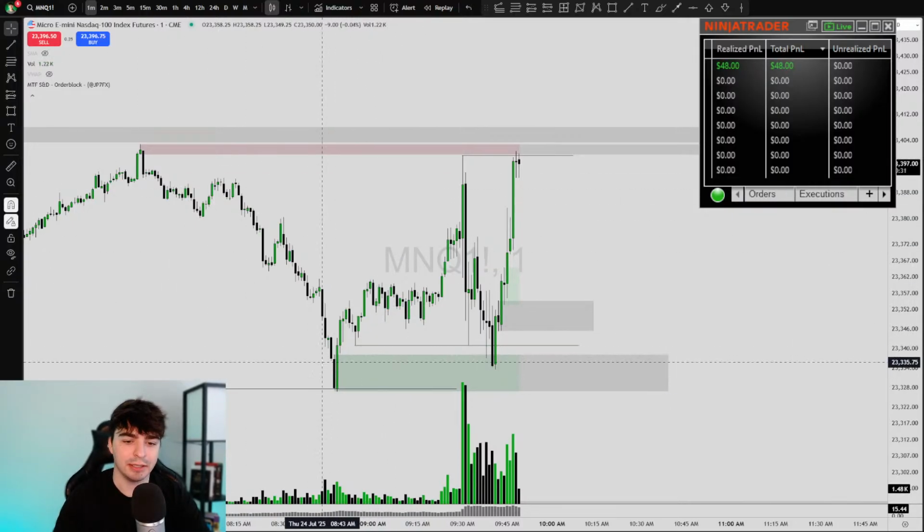I have adjusted my settings just a little bit on the indicator, so that's why it might look a little different. I can share those later.